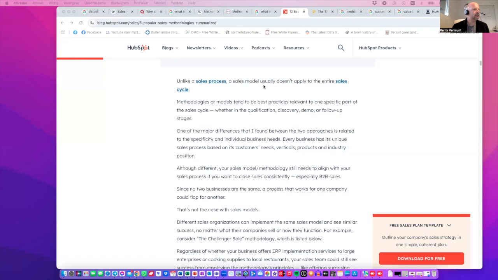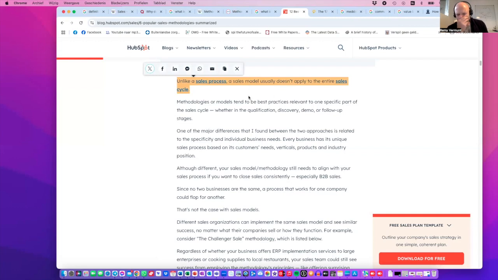"Unlike a sales process, a sales model, oh God, usually doesn't." Oh gee, people. There's so much wrong here. "Unlike a sales process, a sales model usually doesn't apply to the entire sales cycle." What are you saying? Forget this one. There's like three, four things wrong already in this one sentence. The sales process and the sales cycle is the same thing.